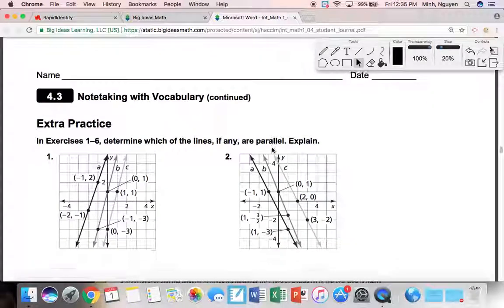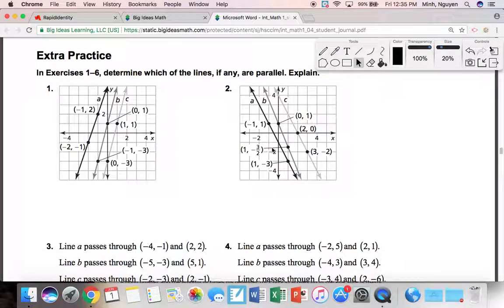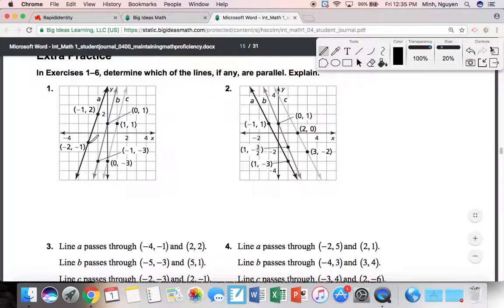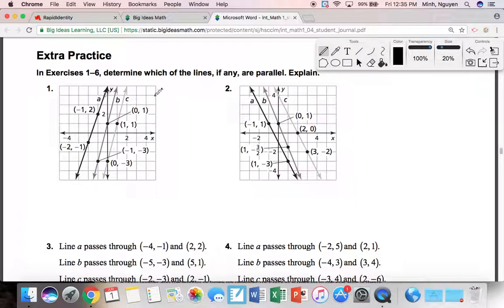Alrighty. So determine which of the lines, if any, are parallel. So again, we have to have the same slope. So let's just identify some slopes. So we have 3 lines, A, B, C. We're going to find the slope of each. If we're looking at A, we have up 1, 2, 3 over 1. So we have up 3 over 1, that's just 3.